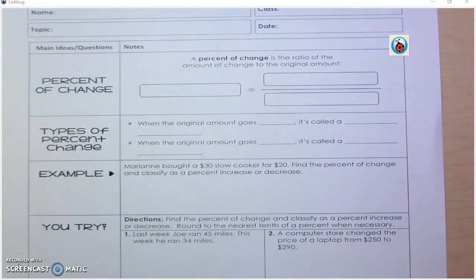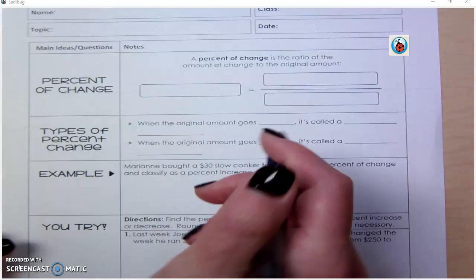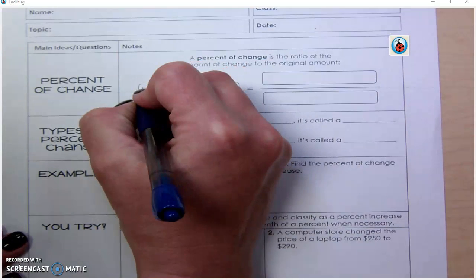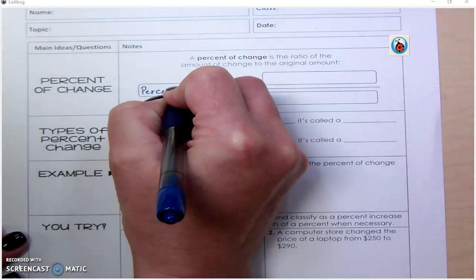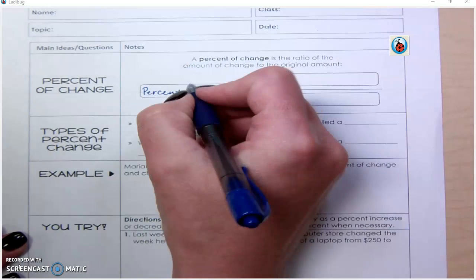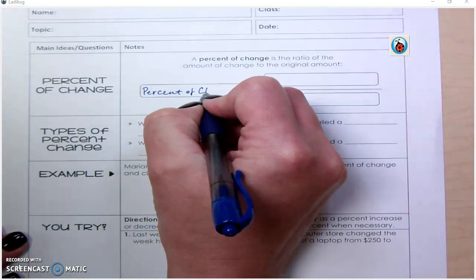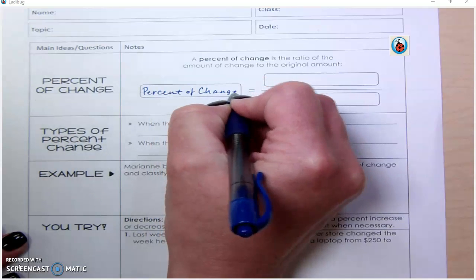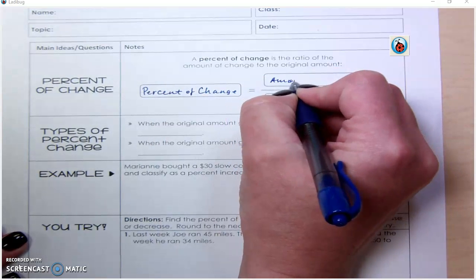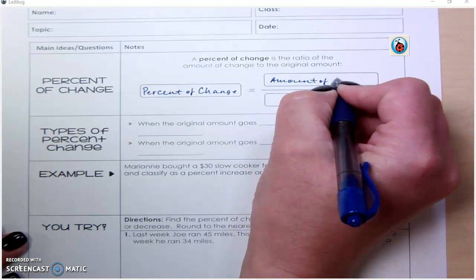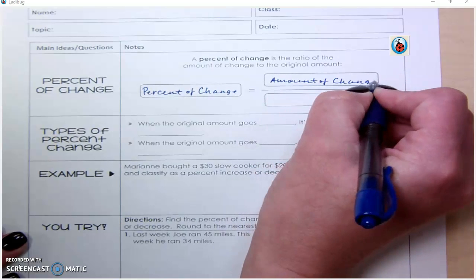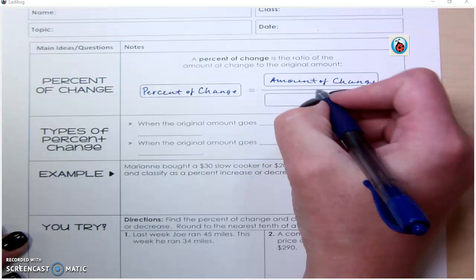In this video, we're going to discuss percent of change. And percent of change has a very specific setup. So you guys have a little ratio set up here. It says percent of change is the ratio of the amount of change compared to the original amount.